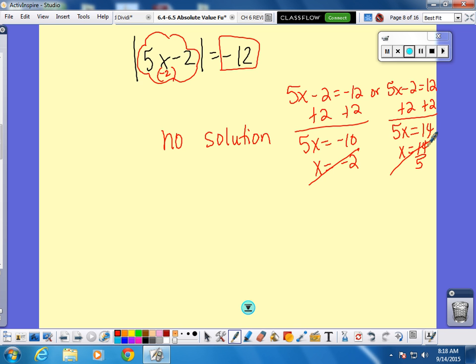Hopefully, actually, before you ever did any of that, you would notice that I have the absolute value equation equal to a negative. When you see that, that's a red flag. You say, no solution. Absolutely not. I can't take the absolute value of anything and get a negative.